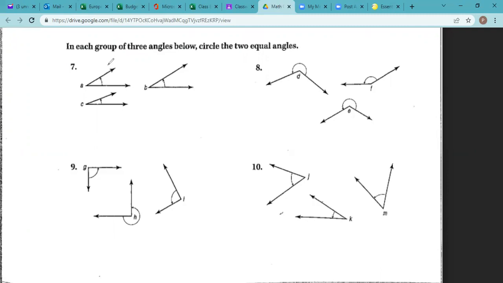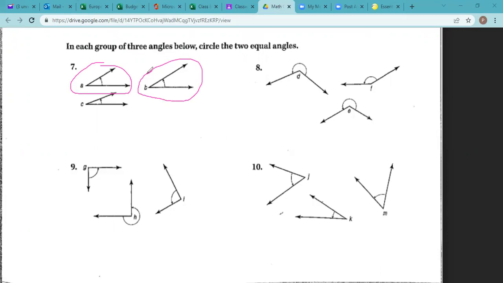Okay, so on number 7, if you chose A and B, I know these are really close. They look almost the same, but A and B are equal angles. Now C is just a little bit smaller, okay?